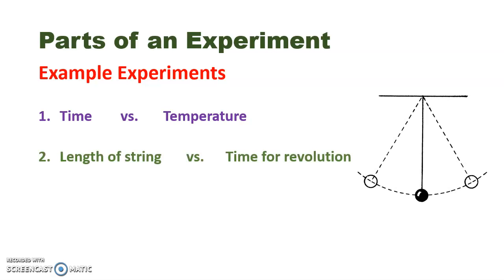Another one is the length of string versus the time of revolution. If I change the length of the string, how does that affect how long it takes for it to swing across and back? Now if I do this, I obviously want to hold the weight at the bottom of the string constant. I don't want to put a different size weight on and change the length of the string. I won't know which one's affecting my time, if it's the weight or the length of the string.